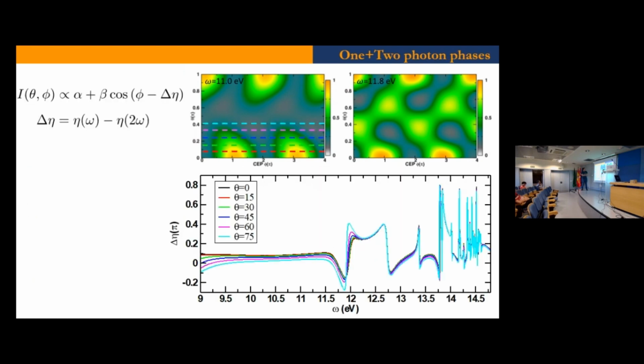Okay, back to the phases. As I explained at the beginning, the angular distribution changes sinusoidally with the CP, and from that you can get the phase difference between the quantum paths. So basically what you do is select a photon emission angle, collect all the data as a function of the CP and feed it to this expression, and from that you get the phase difference. So we did that.